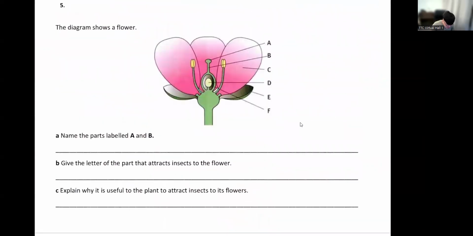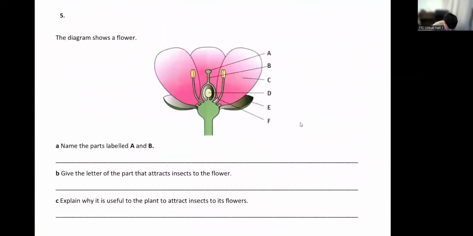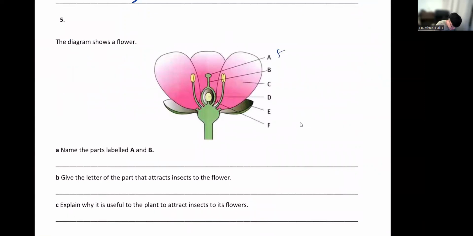So next, label A and B. A, if you remember, is the stigma. And B, this is the style. Yeah, just label everything. C is the petal. This is to attract insects, if your flower is insect pollinated. D is your ovule. Do not get mistaken. The outside here, which is F, is the ovary. And E is the sepal. What is the sepal? Sepal is this thing protecting your flower.